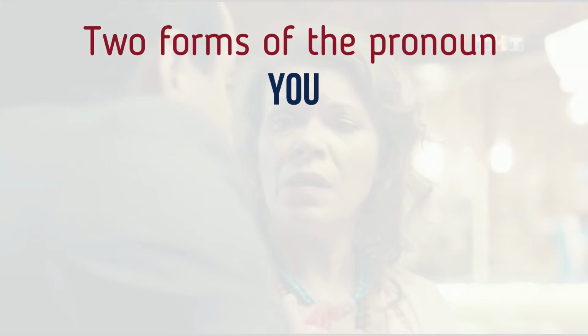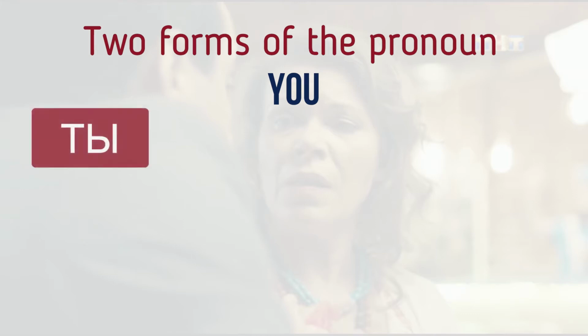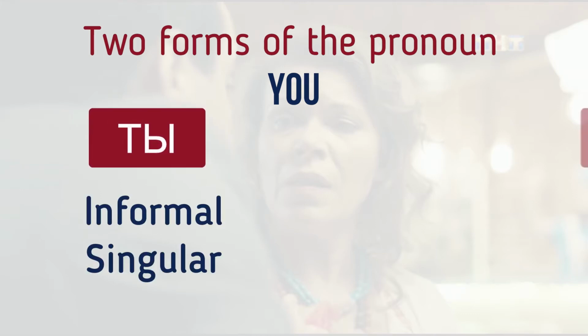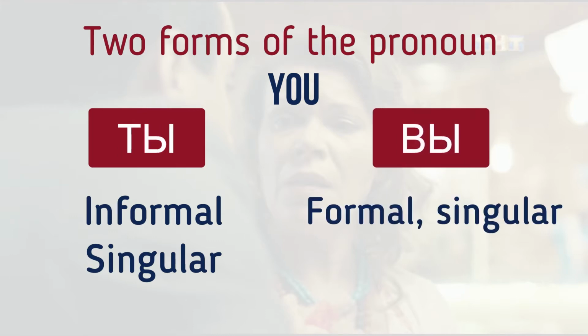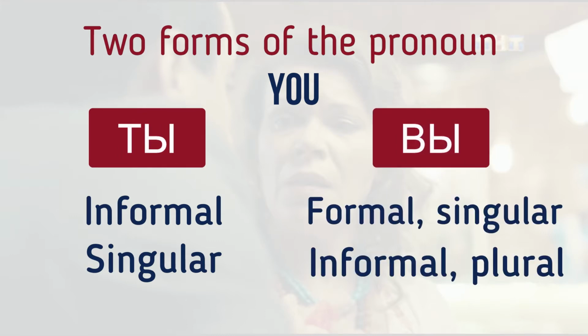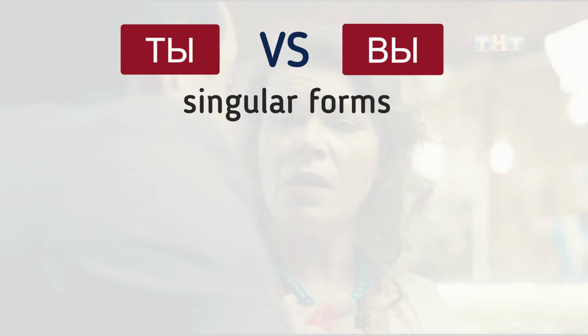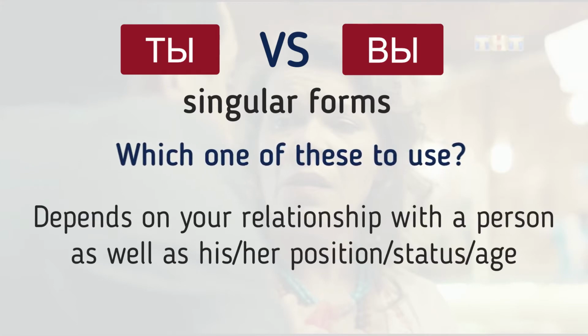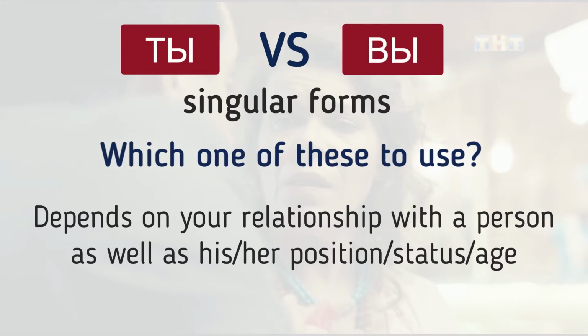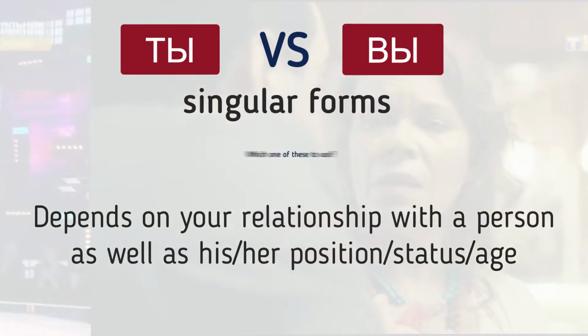There are two forms of the pronoun you in Russian: ты, which is informal singular, and вы, which can be either formal singular or informal plural. When it comes to singular form of you, even Russian people sometimes have difficulties choosing the right form. So, which one to use? When choosing one of these forms, you need to take into account your relationship with a person, as well as his or her position, status, age, and some other important factors.